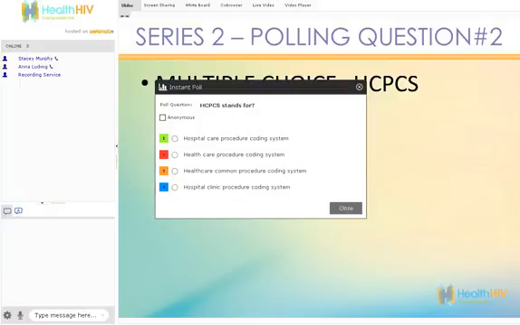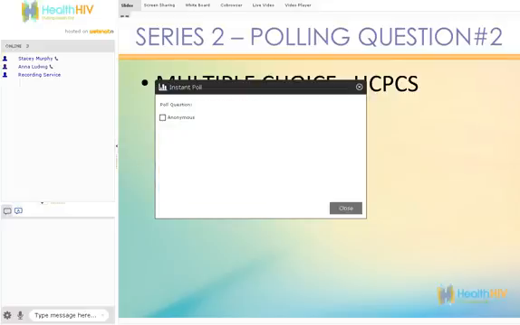Okay, so let's see. It looks like we have an overwhelming number of participants that have selected choice 3. So let's look at the first 2, because no one selected number 4, and that's correct. This one is not one of the choices. We have 6%, or 1 person, who selected Hospital Care Procedure Coding System. The HCPCS acronym stands for Healthcare Common Procedure Coding System. That's number 3. So if you selected number 3, you got the correct answer.